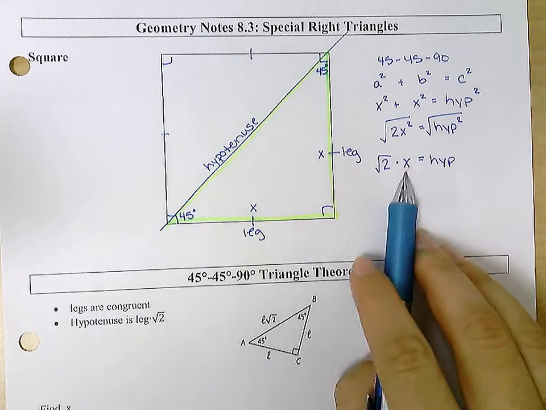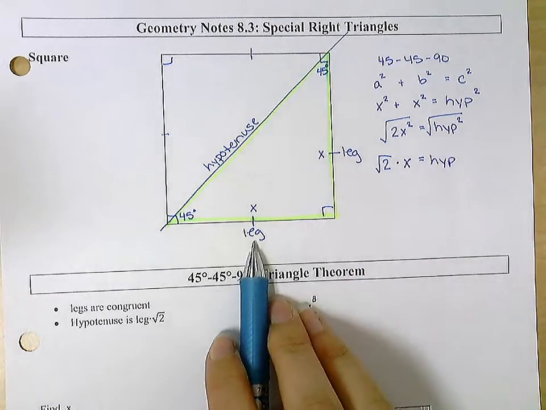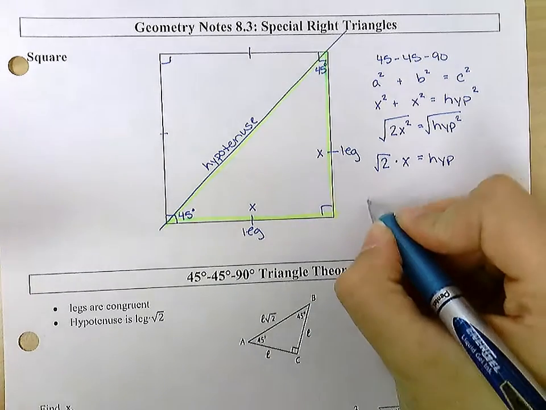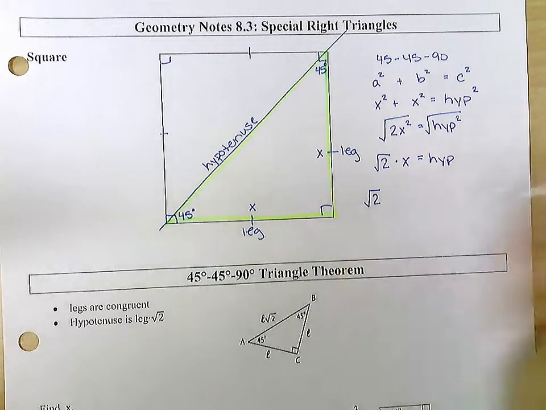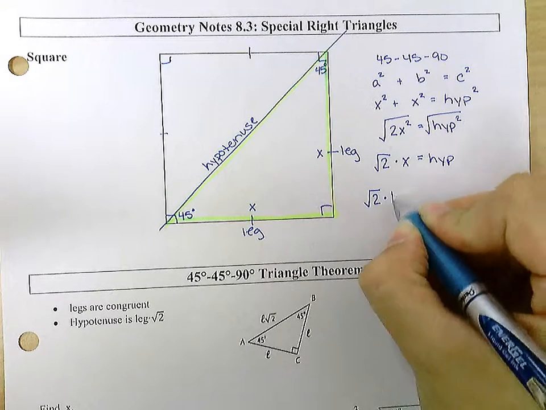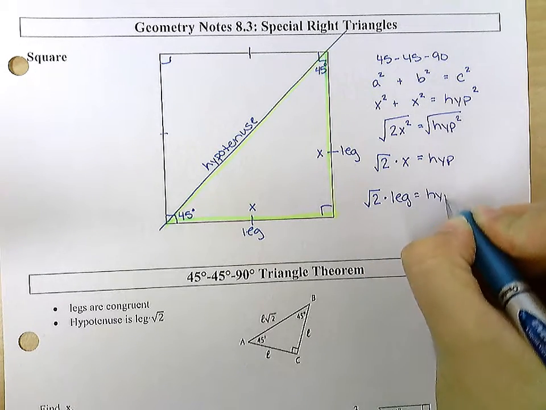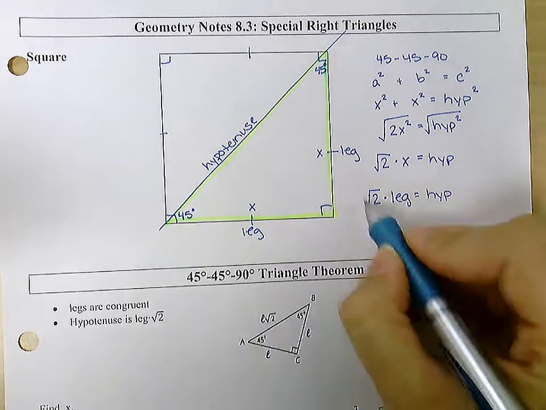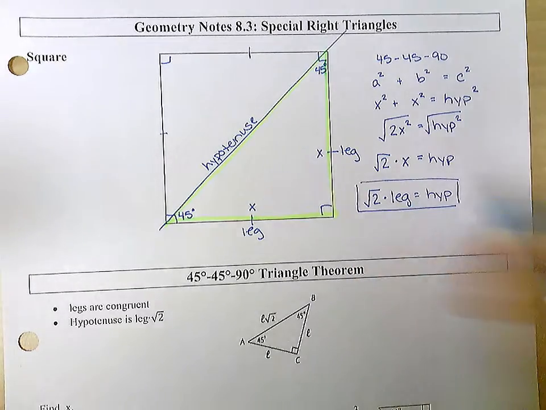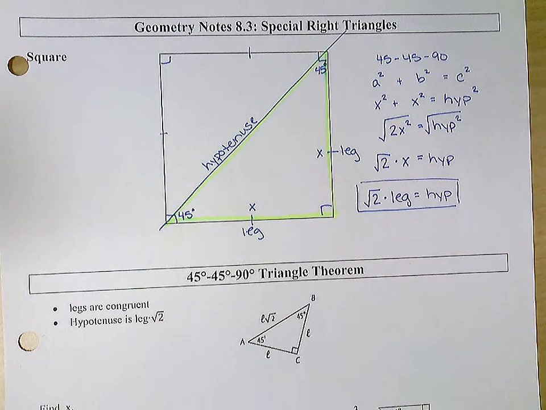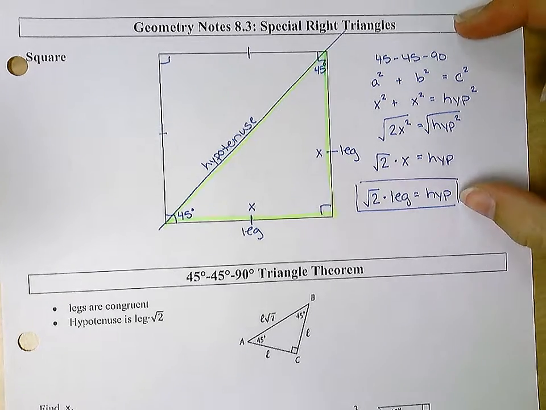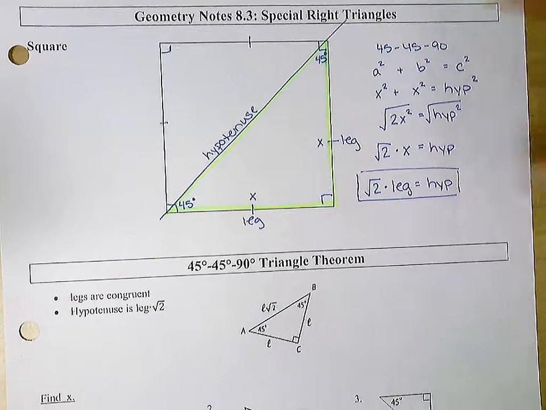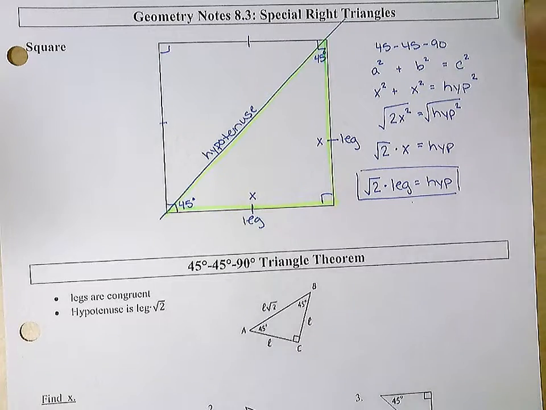Now remember, I labeled this x value. That was a leg. So I'm going to plug that leg back in. So I have a rule of the square root of 2 times a leg will equal the hypotenuse of your triangle. So this is the rule we're going to be using for this type of triangle, and I just wanted to show you how that's derived. So how they came up with this rule in the first place. You'll never have to rederive this, so don't worry about that. But I just wanted to show you where they got this from.